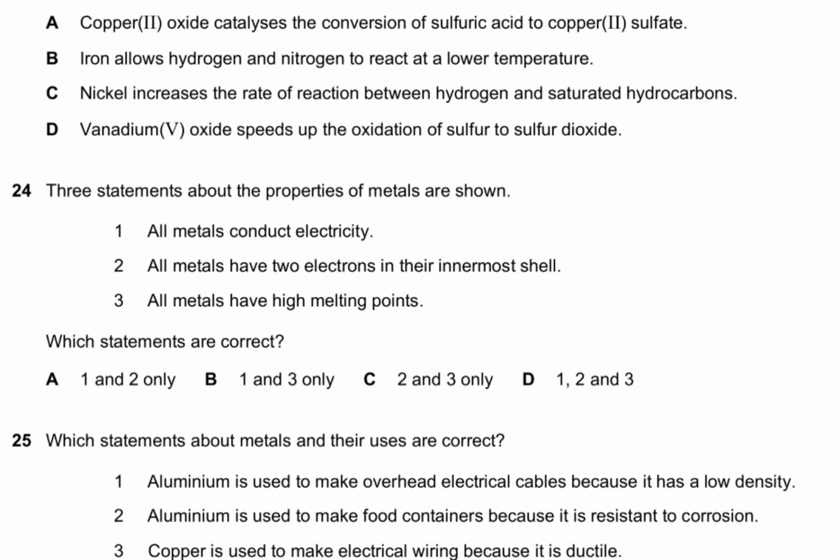So if you consider all this, the first and second statement is correct. All the metals that don't have high melting points conduct electricity, this point is right. And in all of them, the innermost shell has 2 electrons. So those two options are correct.